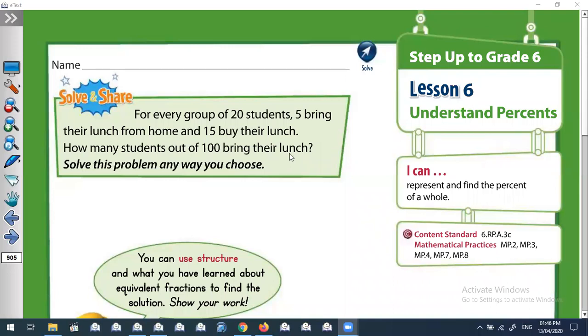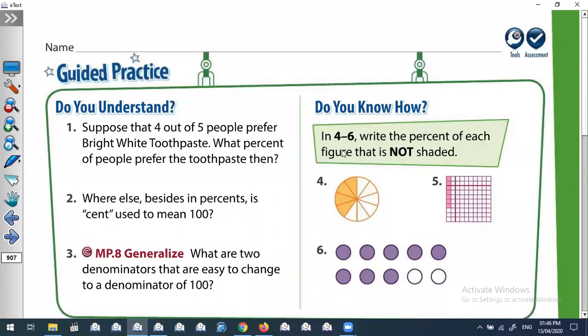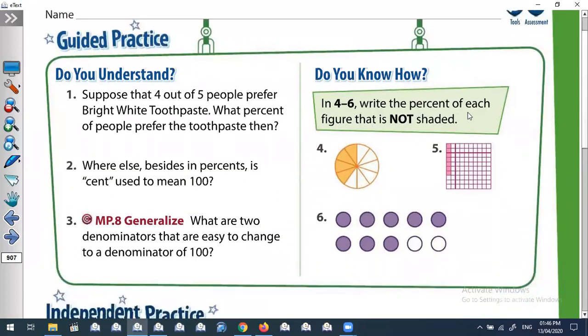Let's start our lesson with exercise. Here, write the percent of each figure that is not shaded. He needs the percent of not shaded. How we can find it? If you need the percent of anything, you have to find this thing over total times 100. How come? It will be like that.